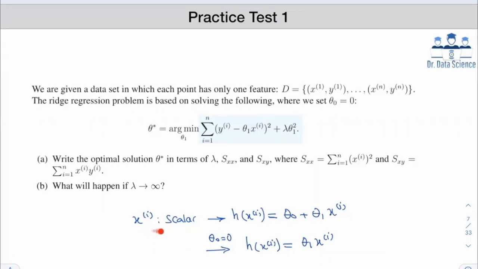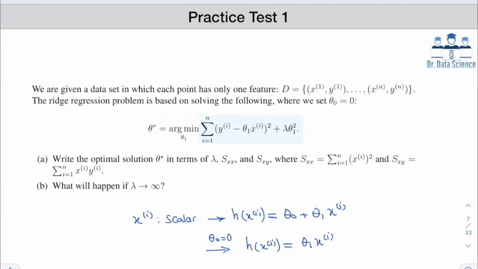So remember that xi here is a scalar. If you use our earlier hypothesis, it is theta 0 plus theta 1 xi, so we don't have extra terms because there is only one feature here. And in this problem, we assume that theta 0 should be 0, which gives us this very simplified form. If you remember from calculus, this is the equation of a line that goes through the origin, and theta 1 is the slope of this line.